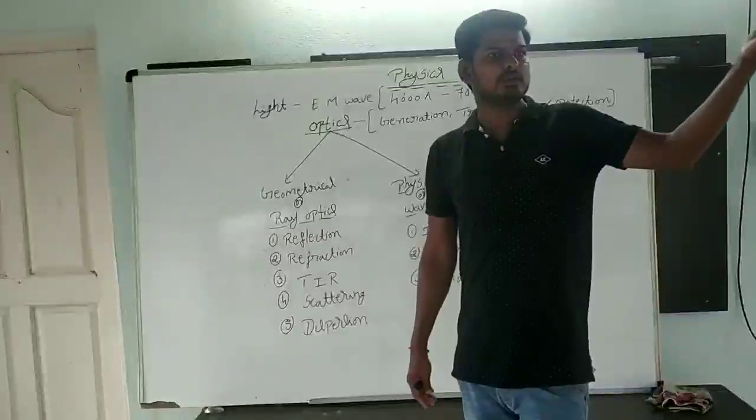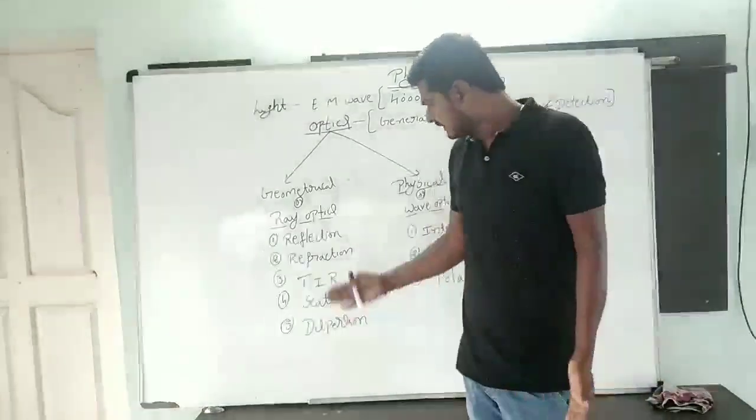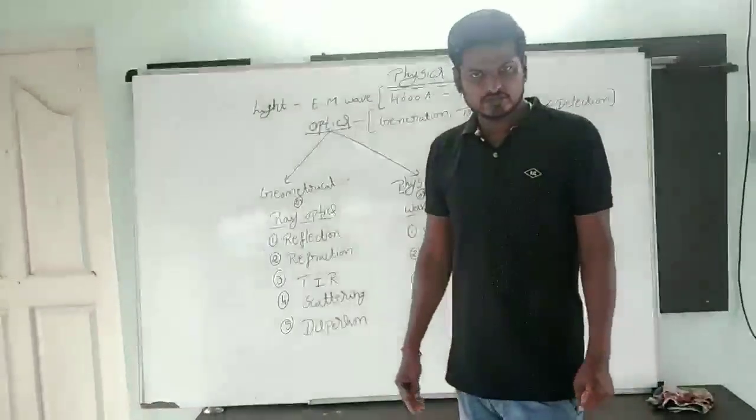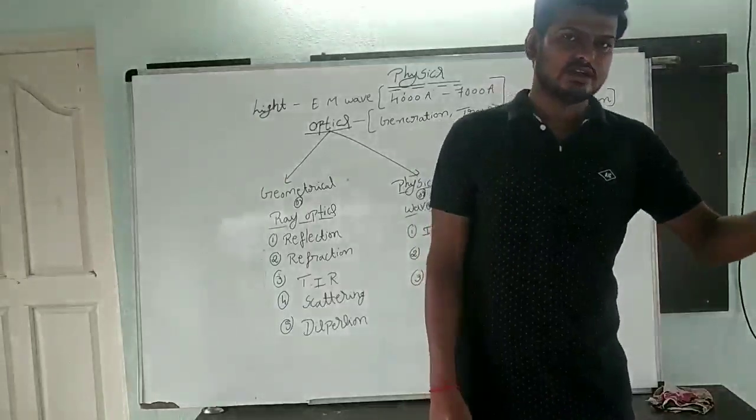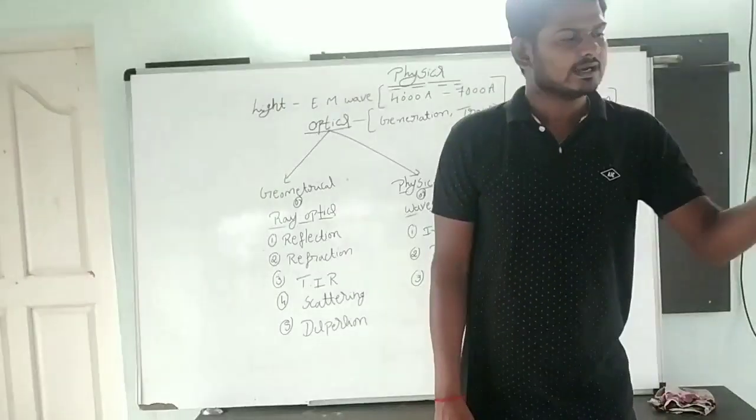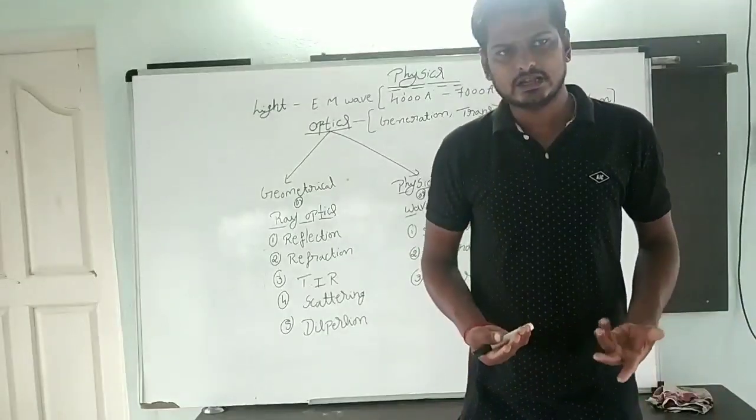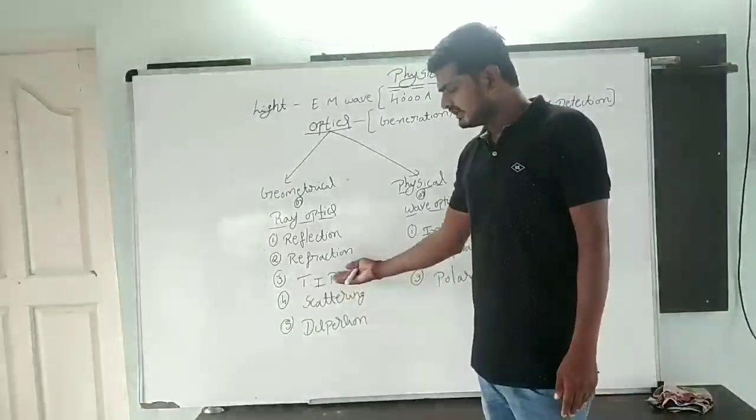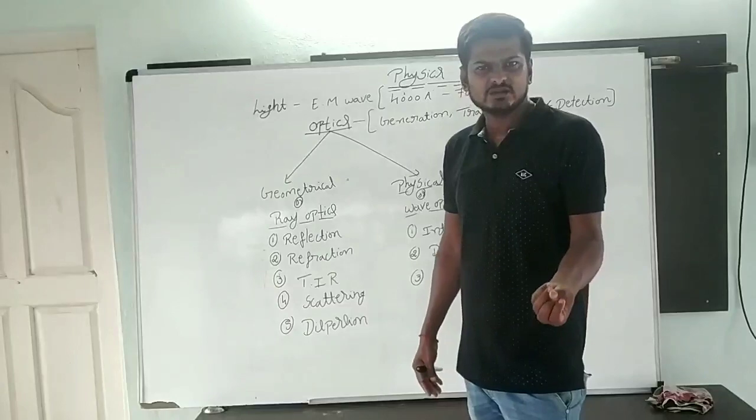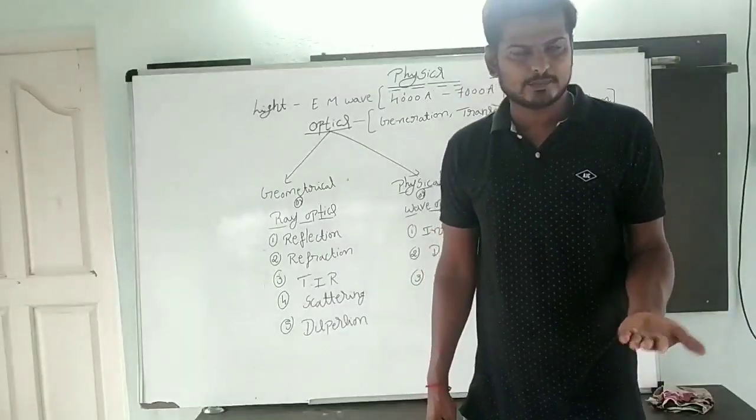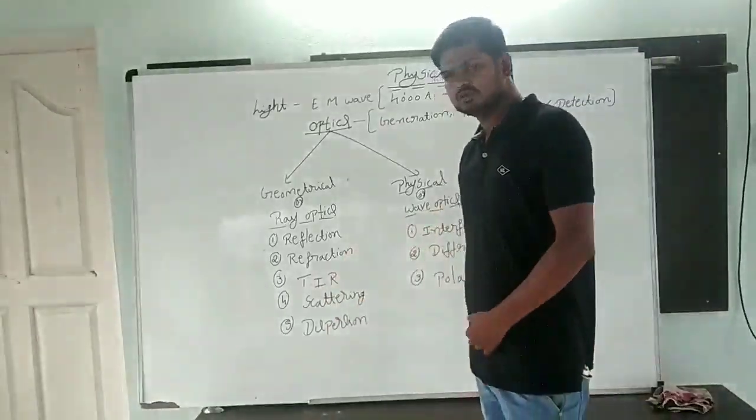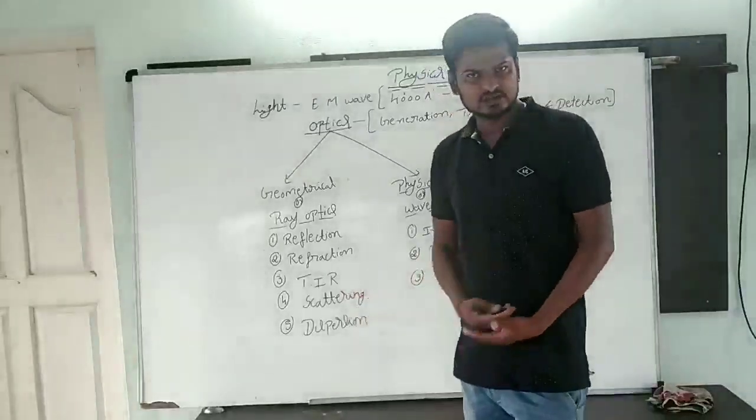Same way, when a ray of light travels from one medium to another medium, it changes its path. That one we call refraction. Same way, when a ray of light travels from a denser to a rarer medium at an angle of incidence greater than the critical angle, the ray is reflected back to the same medium. That one we call TIR, total internal reflection. Same as scattering and dispersion.